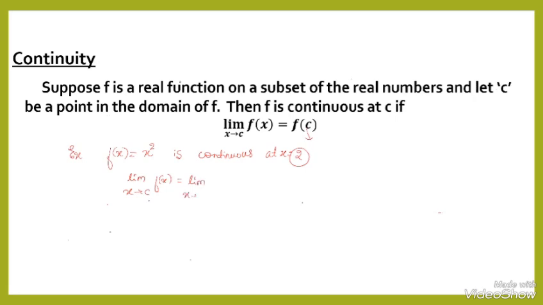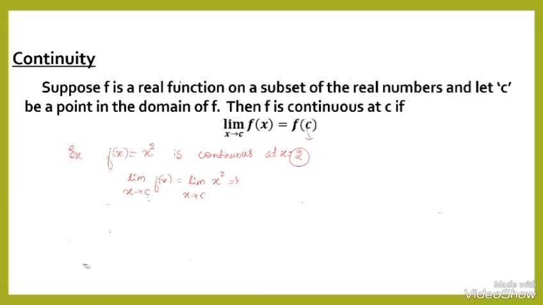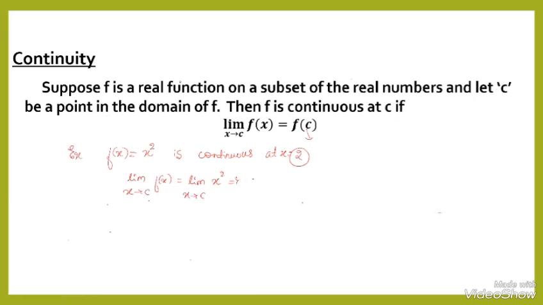Limit x tends to c of x square. Here f of x is equal to x square. I will replace x by c, that is c square. What does that mean? That is equal to the function of c.